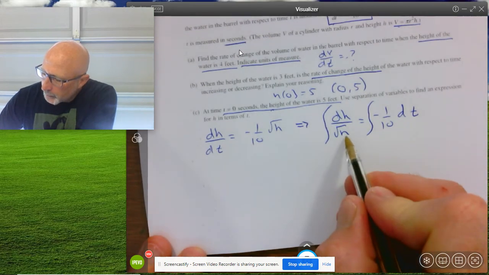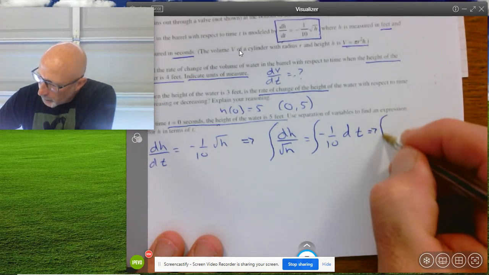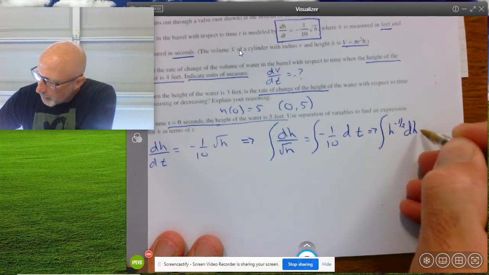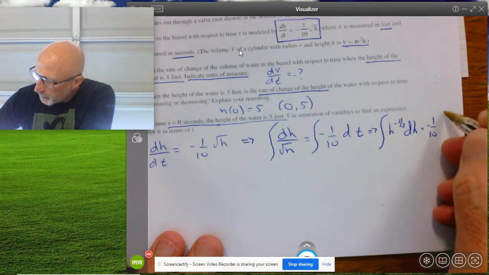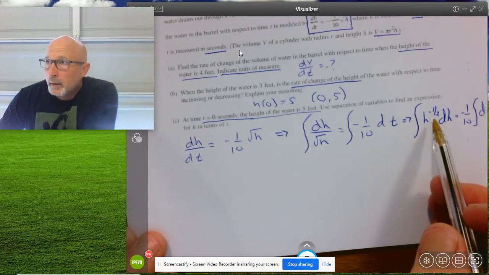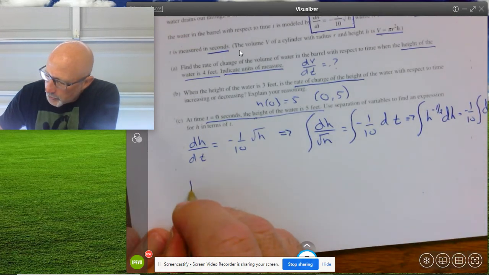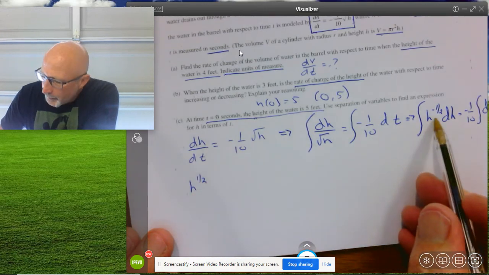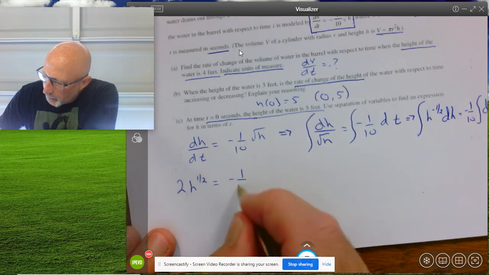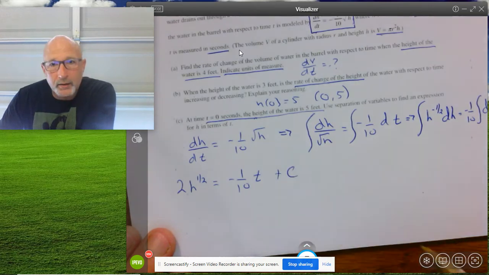So let me just rewrite this. This is going to give me the integral of h to the negative 1/2 power dh is equal to negative 1/10 times the integral of dt. Okay, so I raise that by a power of 1. So it's going to go h to the 1/2 power. Then I divide by 1/2, which is the same thing as multiplying by 2. And this is equal to negative 1/10 times the integral of dt, which is t. And then I still have to have some constant value here.